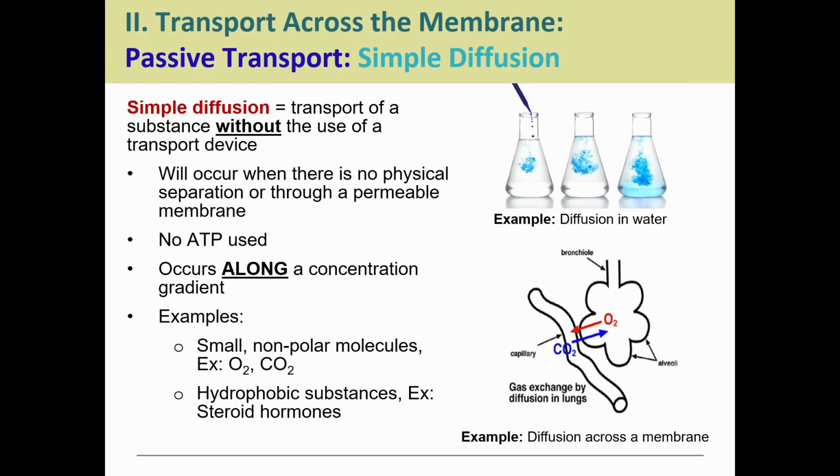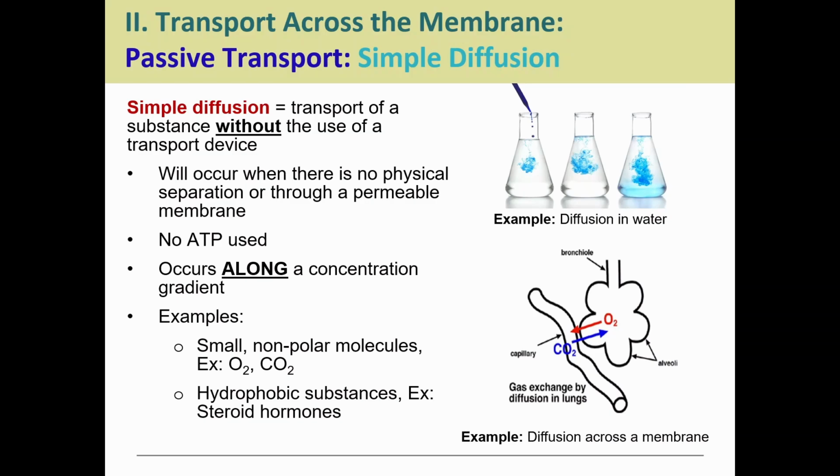So simple diffusion, we don't need any sort of transport device. It's just going to happen. We don't even need a membrane necessarily. This is something that you can see happen just by putting a little bit of food dye in some water. So we see, like the example up here, a dropper of some sort of dye being dropped into water, and we see that over time that blue dye is dispersing through all of the water. That's simple diffusion.